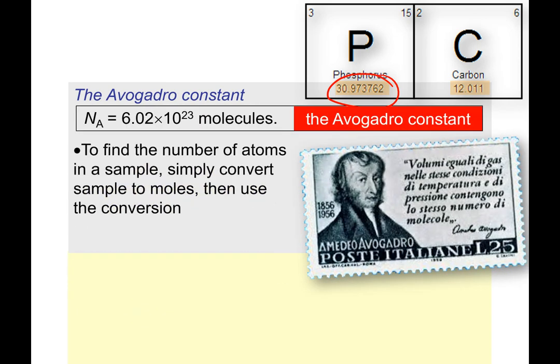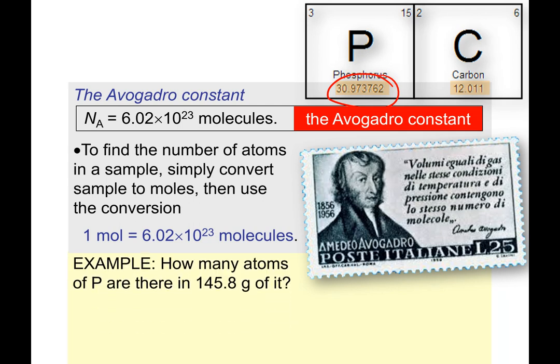Okay, so basically, if you want to figure out the number of atoms in a sample, all you have to do is take the mass of an object and convert it to moles, and then use the conversion that 1 mole is 6.02 times 10 to the 23rd molecules. So here's an example problem. How many atoms of phosphorus are there in 145.8 grams of it? Again, pause this video and try to work this on your own.